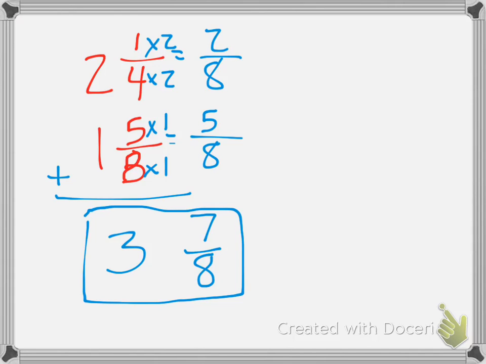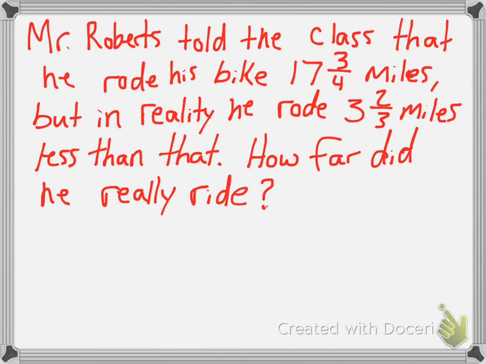Okay, let's try this next problem. I want you to use a piece of paper and pause the video and try this problem. Mr. Roberts told the class that he rode his bike 17 3/4 miles, but in reality, he rode 3 2/3 miles less than that. How far did he really ride?